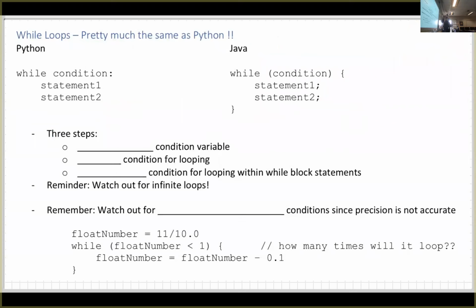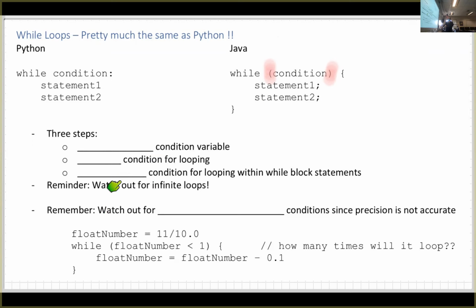All right, let's jump to while loops. Moving on. You'll notice that this is actually very much like Python. And it's so easy that this is really the only thing you have to remember differently. The keyword while is exactly the same. You need to put parentheses around the condition, otherwise you get a syntax error. And then you have your statements inside of the block. So that's a while loop in Java.